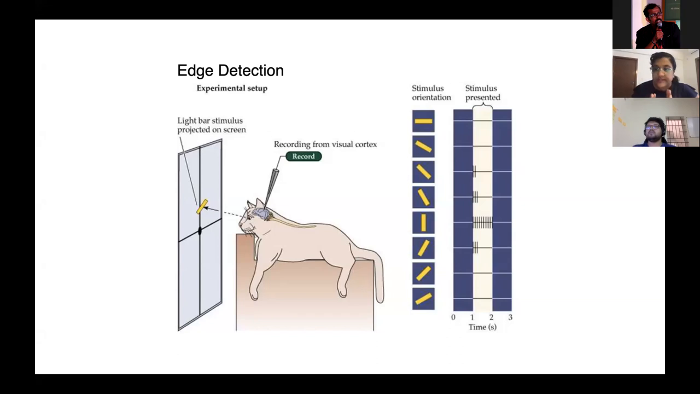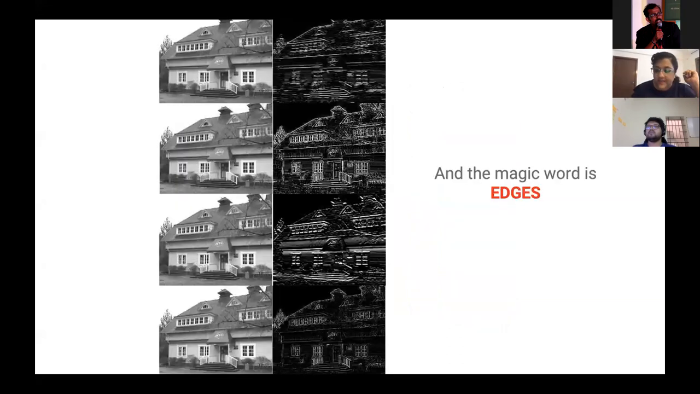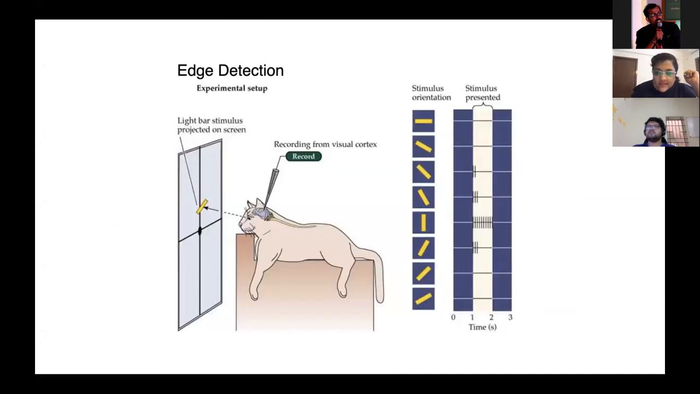So just putting these two neuroscience experiments together, there are two things that we could learn, right? One is that we know how an image is formed in your brain. The second thing is your brain understands images through edges, right?